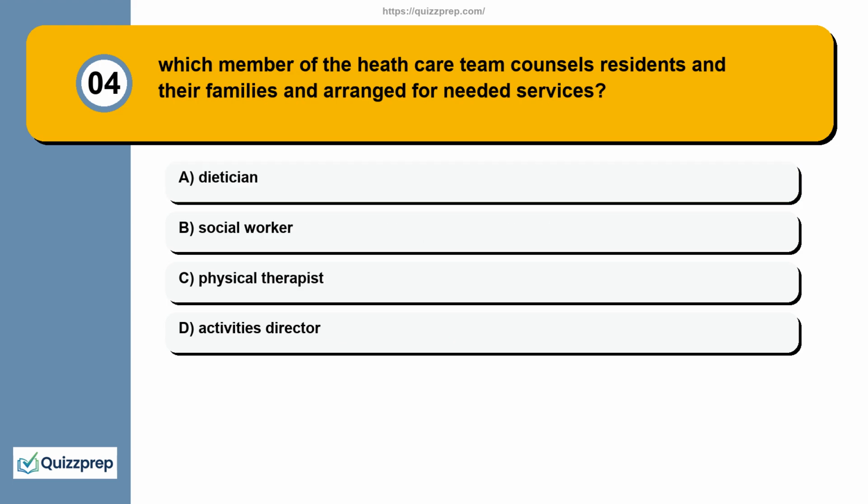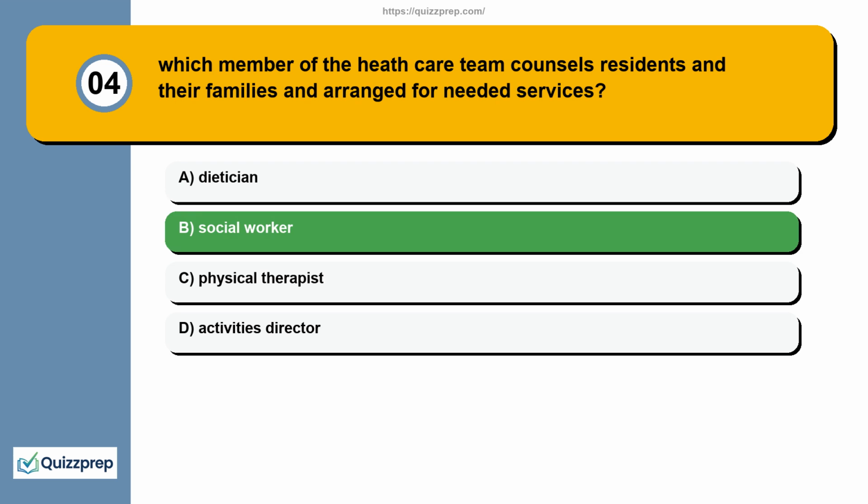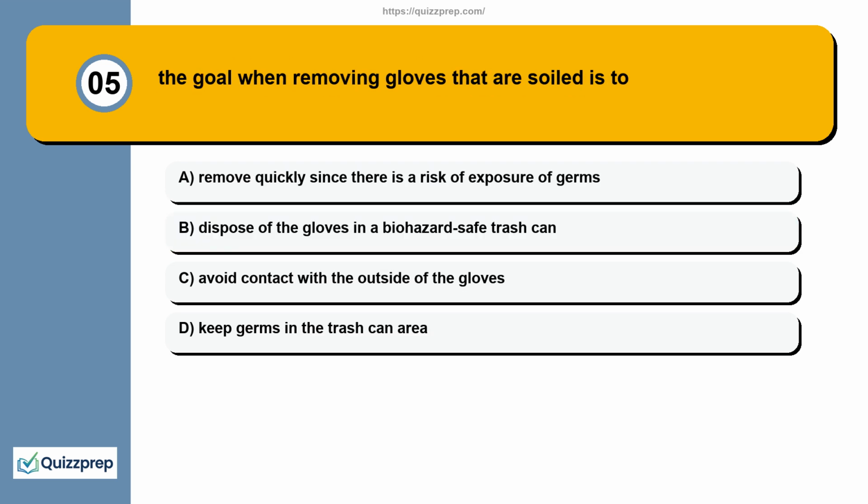Question 4. Which member of the Health Care Team counsels residents and their families and arranges for needed services? Option A. Dietitian. Option B. Social worker. Option C. Physical therapist. Option D. Activities director. The correct answer is option B. Social worker.